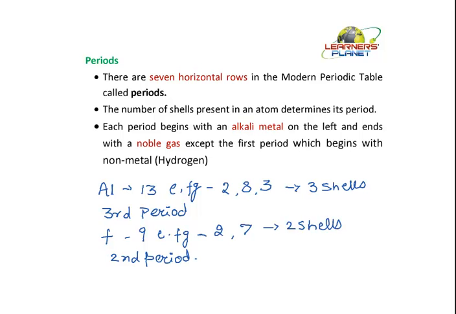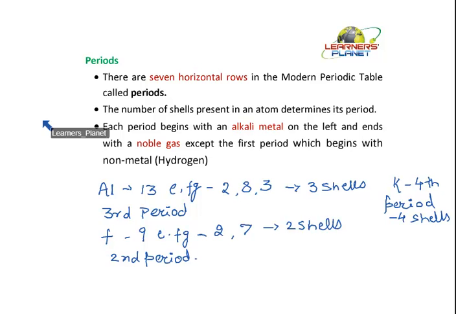So likewise, the vice versa is also true. That is, if you know the period number, you can tell how many shells would be there. Say if I say that potassium belongs to the 4th period, how many shells would be there? There would be 4 shells.